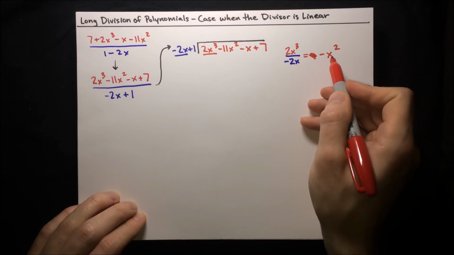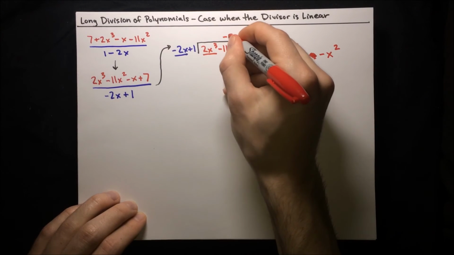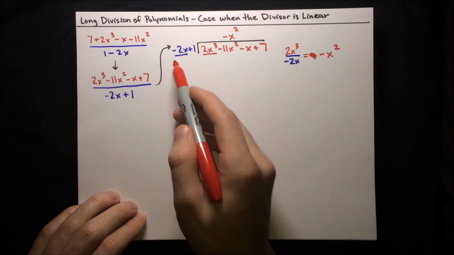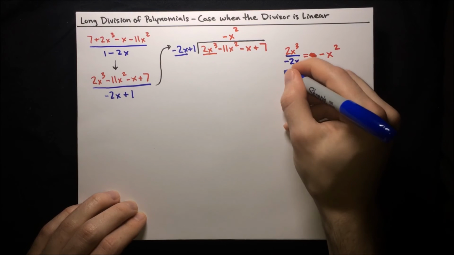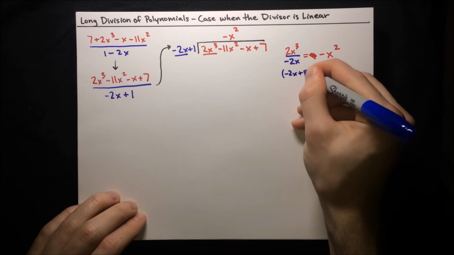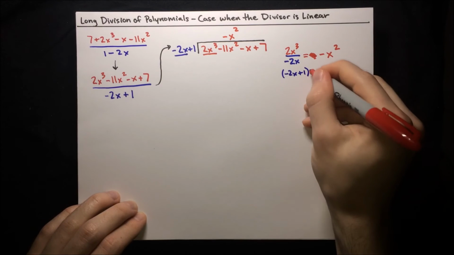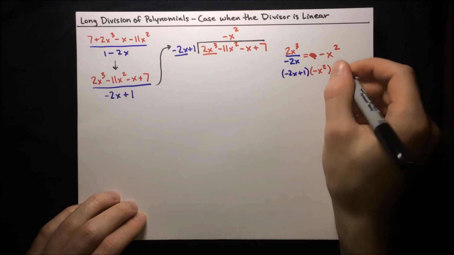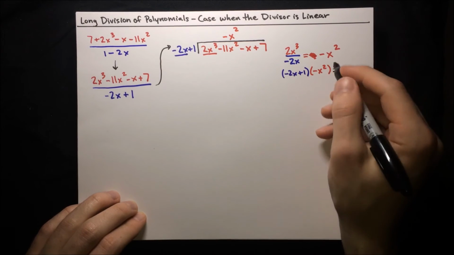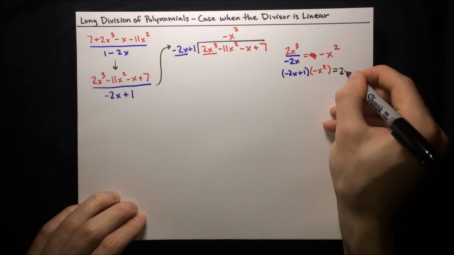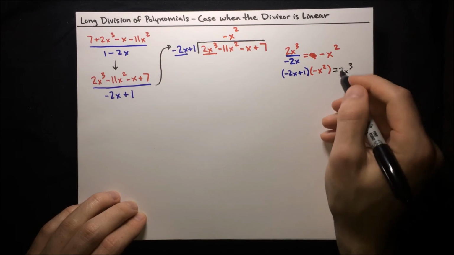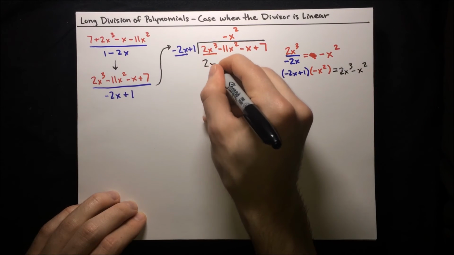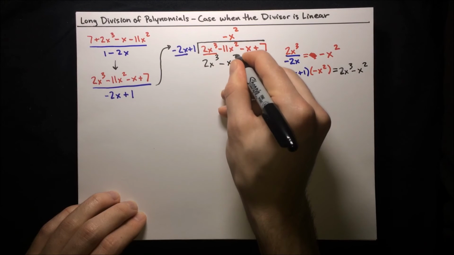So our negative x squared will go up here, negative x squared. We'll put that in the x squared column, and then we need to figure out what is our divisor times negative x squared. So negative 2x plus 1 times negative x squared makes, well here, negative x squared times negative 2x, the negatives cancel and we just get 2x cubed, and then negative x squared times 1, so 2x cubed minus x squared. We'll put that underneath here, 2x cubed minus x squared.